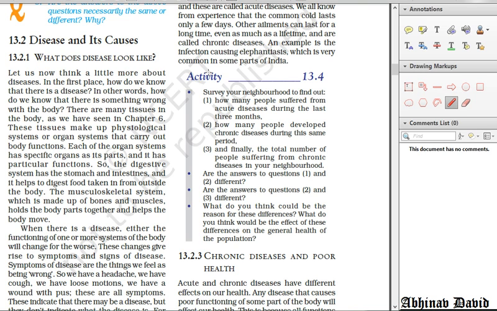Now in today's class we are going to discuss disease and its causes, and also what a disease looks like. How can we see a disease, or how does a disease look like? Let us continue, and let me explain one more thing that you have already studied.